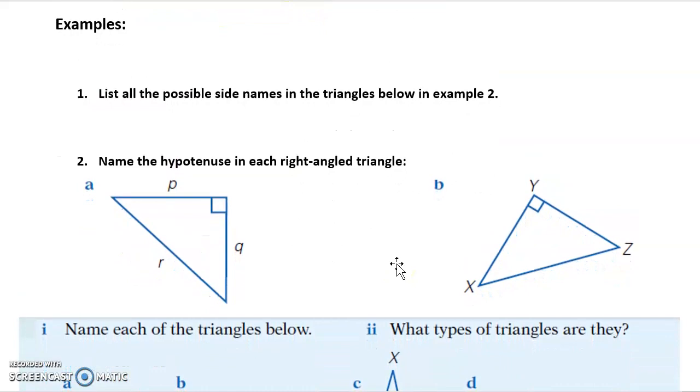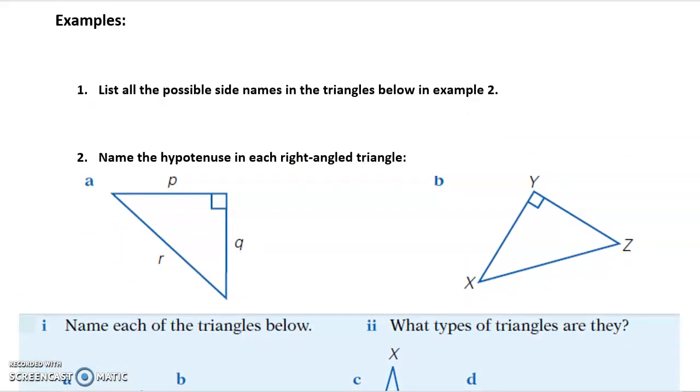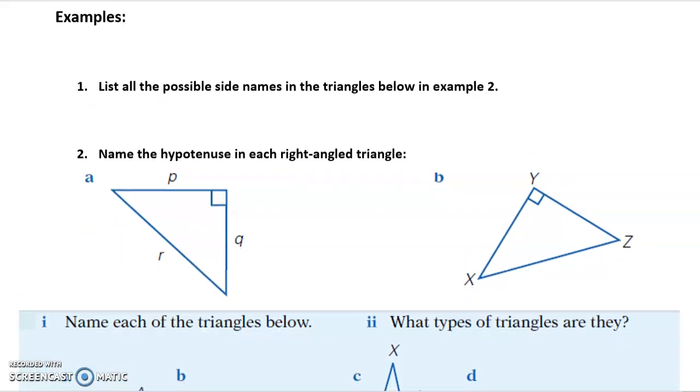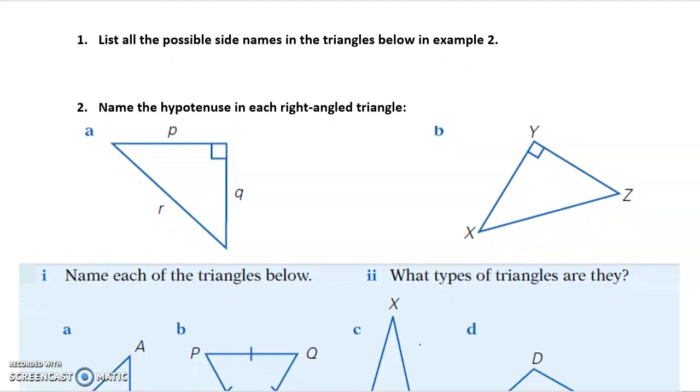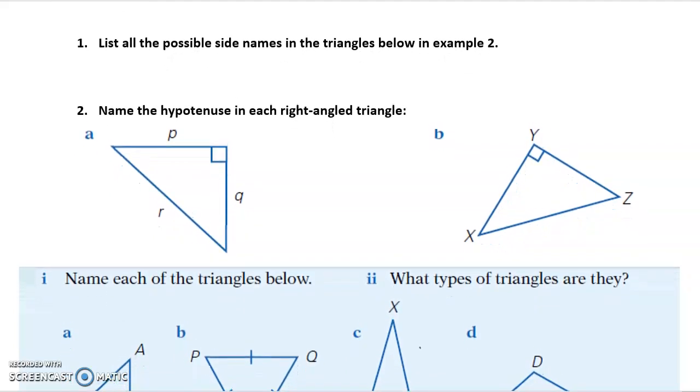So what we're going to do is some examples together, and then, as per usual, you will then go and try your own practice questions. Okay, question 1, it says list all the possible side names in the triangles below in example 2. Okay, so for question 2a, my side names could be P, they could be Q, and they could be R.